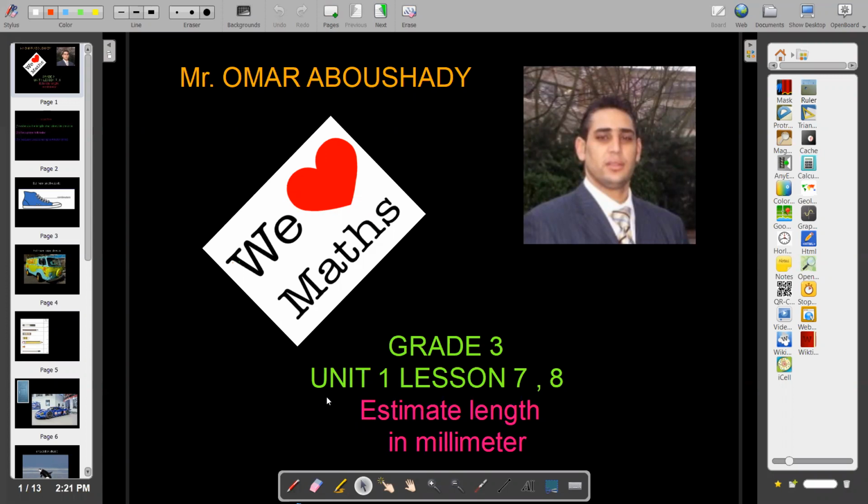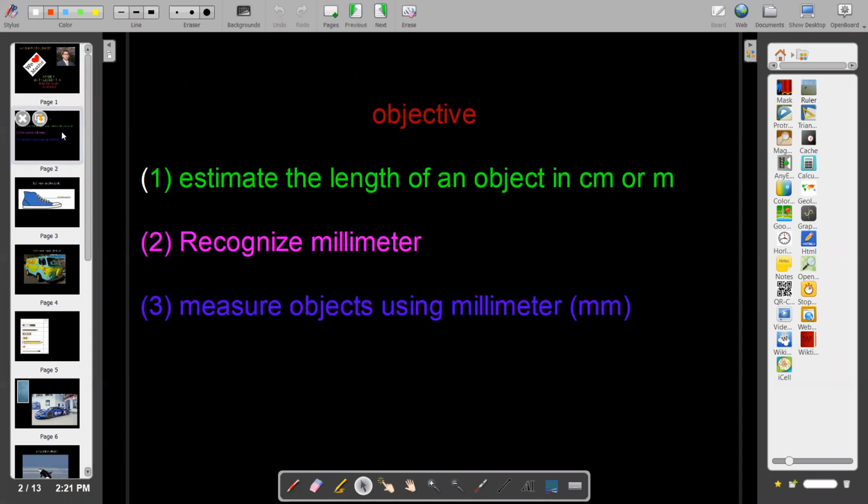Today, inshallah, we'll take chapter 1 or unit 1, lessons 7 and 8. These two lessons are about estimating length. And also, we'll take the millimeter. We'll estimate length, and also take the millimeter as a unit of measuring length.